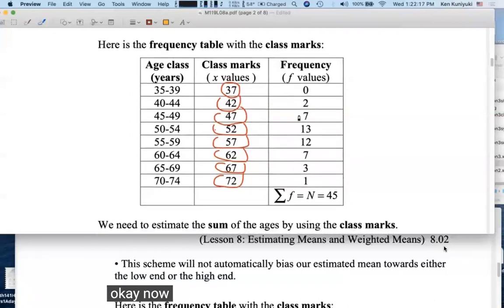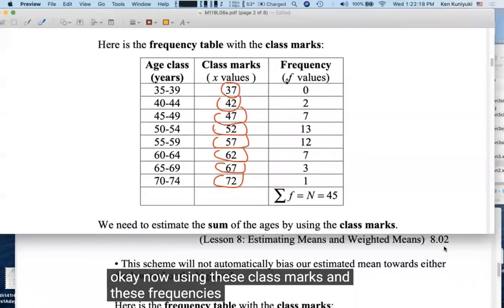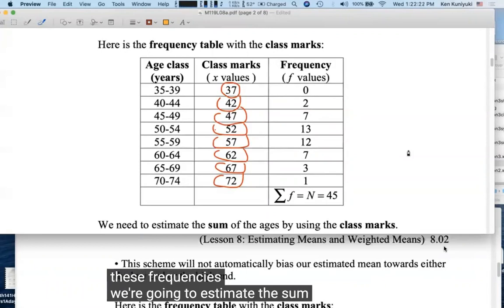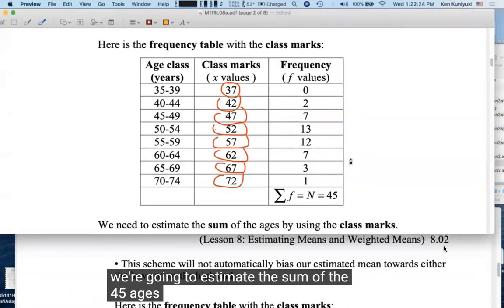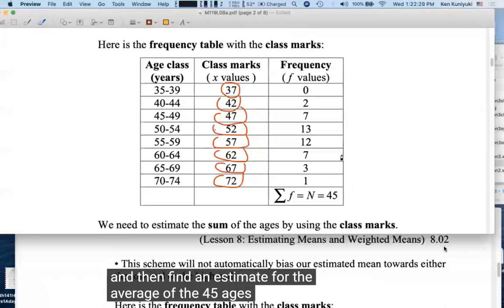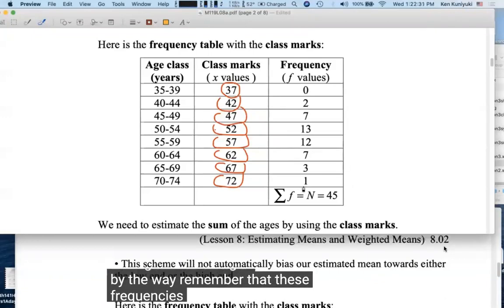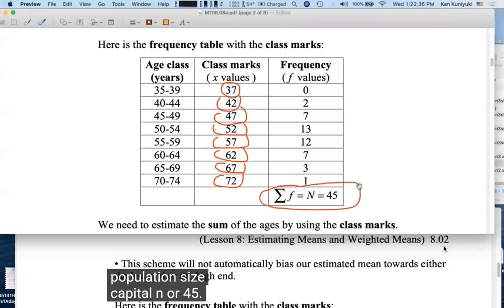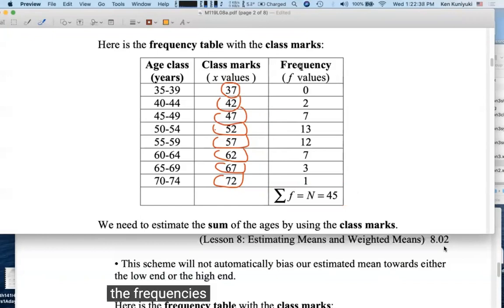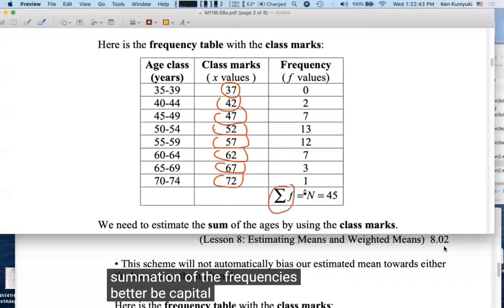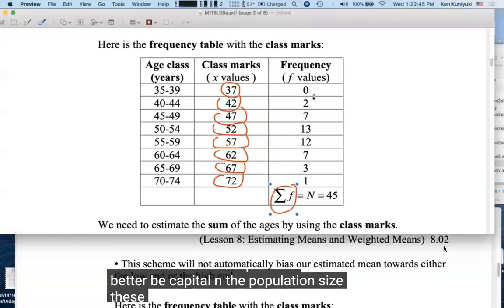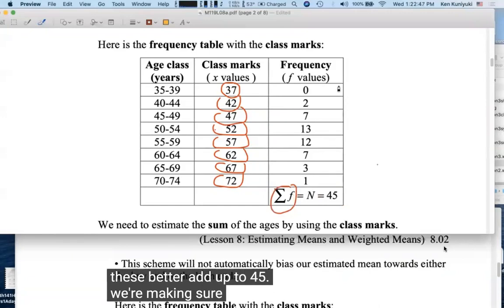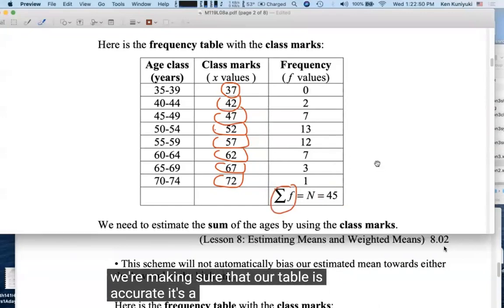Okay, now using these class marks and these frequencies, we're going to estimate the sum of the 45 ages and then find an estimate for the average of the 45 ages. By the way, remember that these frequencies have to add up to the population size, capital N or 45. The frequencies are values for f. The summation of the frequencies better be capital N, the population size. These better add up to 45. We're making sure that our table is accurate. It's a check.